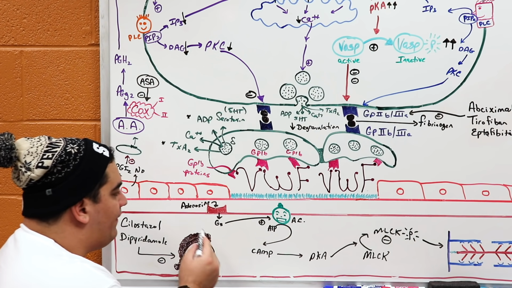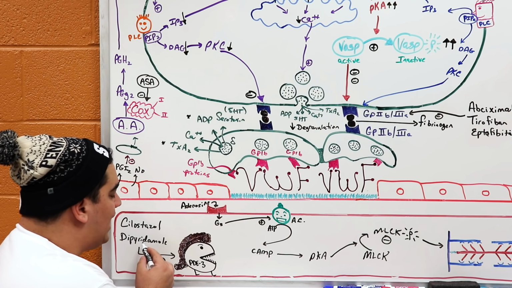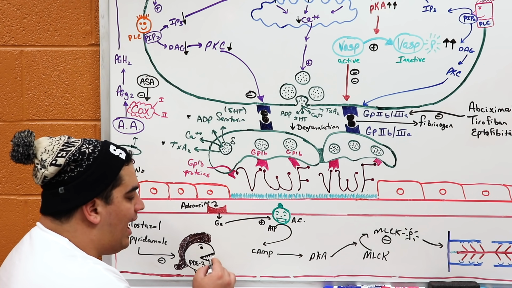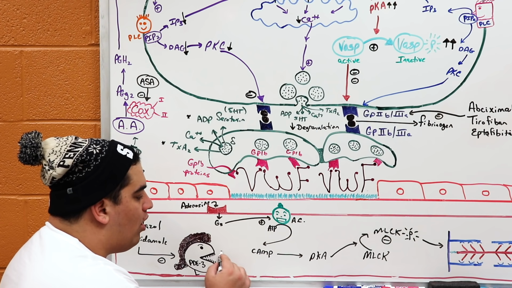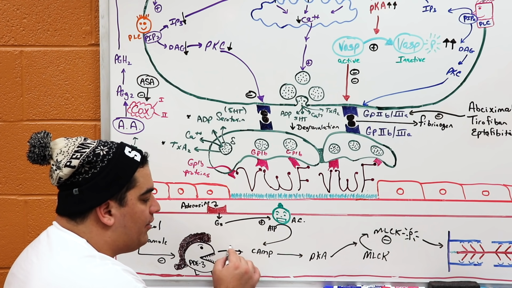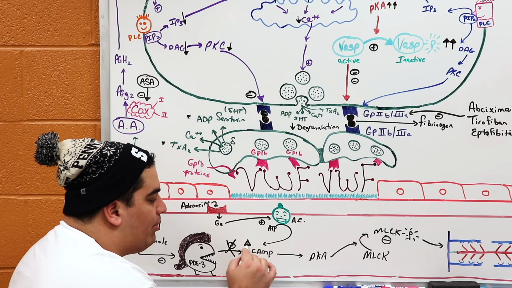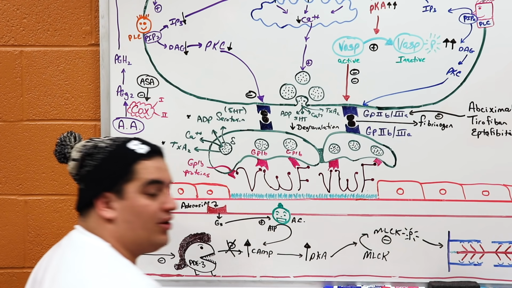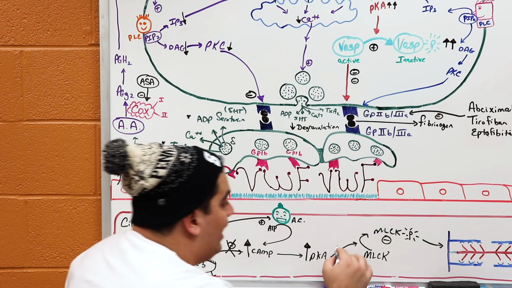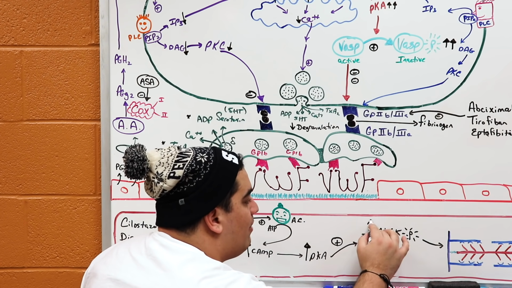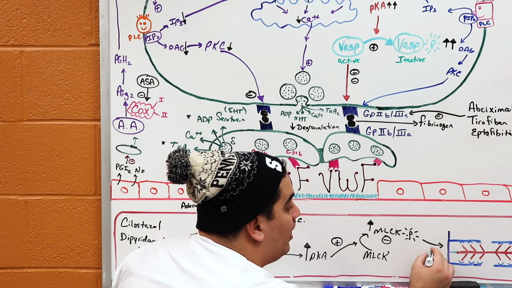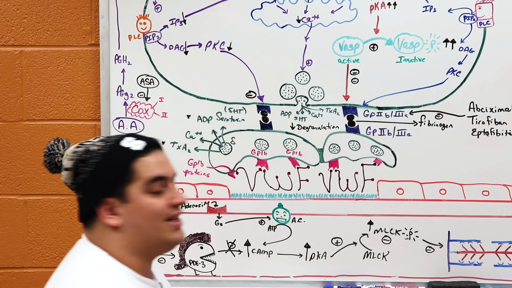So if we give a drug, like cilostazol or dipyridamole, it's going to inhibit PDE3. That means that this enzyme is no longer going to be able to break down the cyclic AMP, right? So that's gone. So cyclic AMP production will start to rise. Protein kinase A production will start to rise. Phosphorylation of myosin light chain kinase will increase. And now the ability to cause smooth muscle contraction is inhibited.